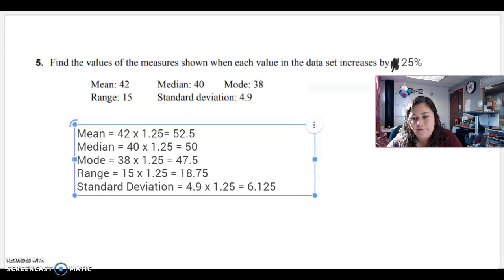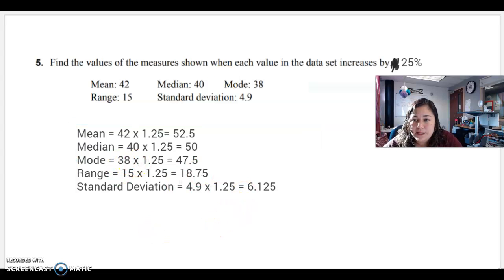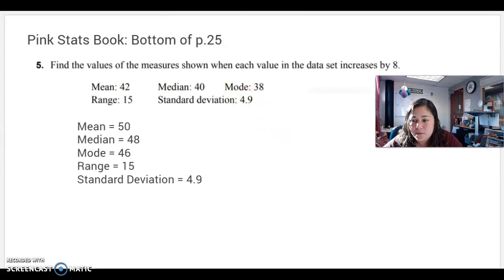They all get multiplied by the same factor, the same multiplier that we changed all the values of the data set by. So the difference between these two examples is that this one is just a straight addition. I've added 8 to everything. And I do want to say you would do the same process if it was decreases by 8. Then you would take the original mean and subtract 8, the original median and subtract 8, the original mode and subtract 8, and your range and standard deviation would still be the same.